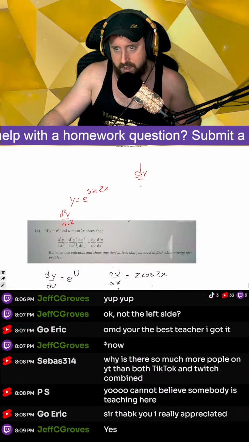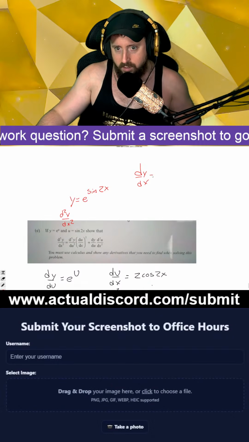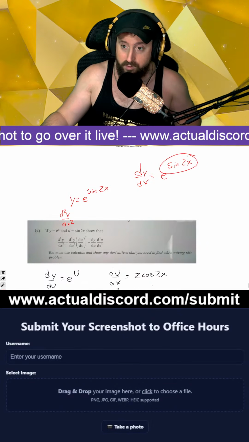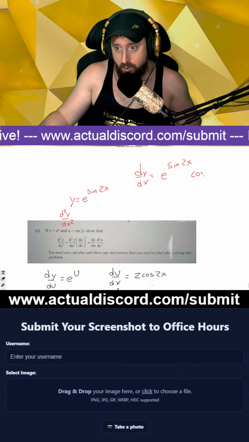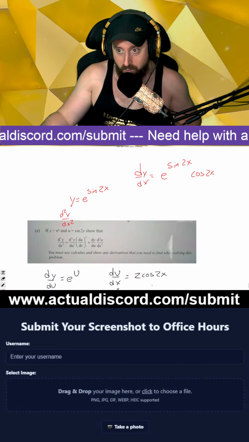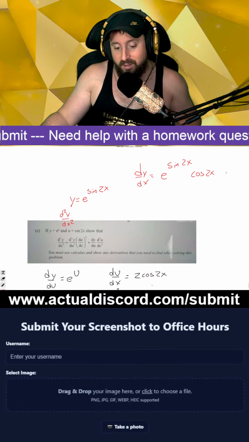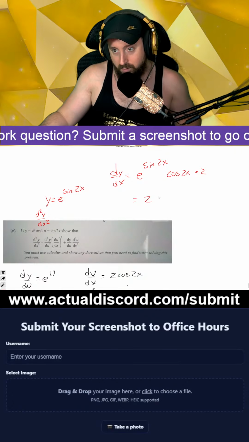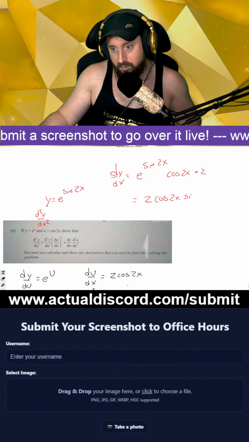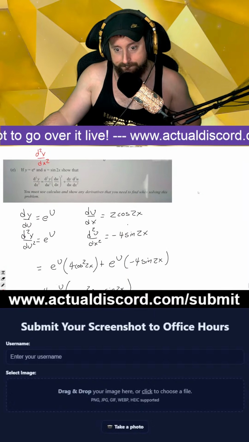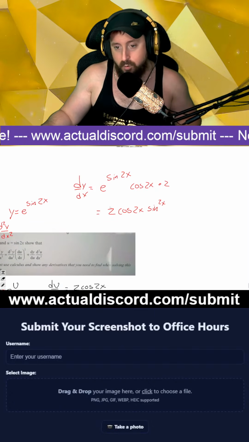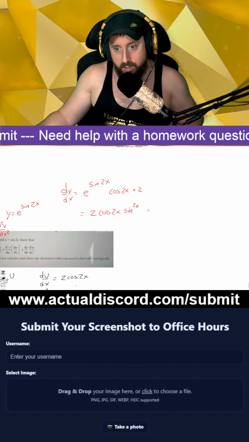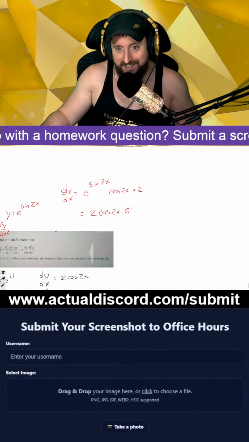dy dx in this form is okay. So it's e to the sine 2x, but then you need to take the derivative of what's inside here. So that's a chain rule. Now that's cosine 2x, but now I need to chain rule cosine of 2x, so that becomes times 2. So this is equal to 2 cosine 2x e to the sine 2x. And then to do another derivative of this, this is now a product rule. Sorry, it's not sine to the 2x. It's e to the sine 2x.